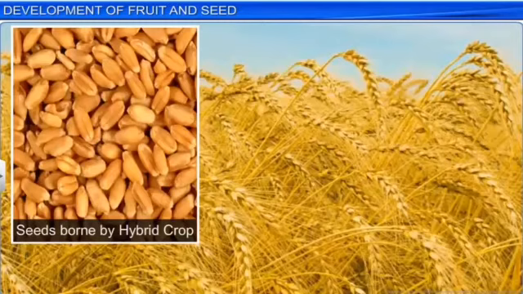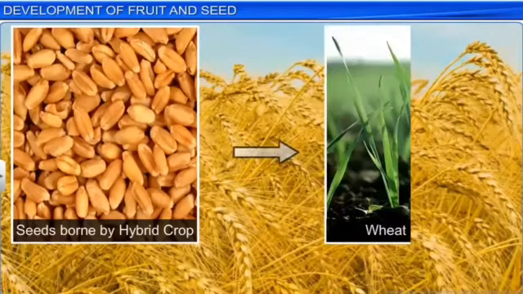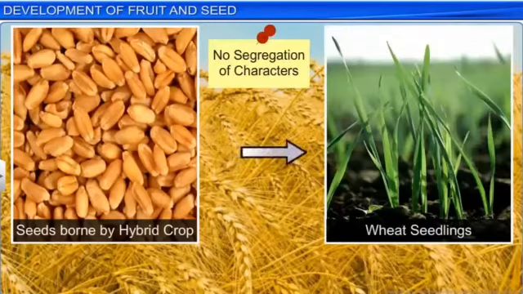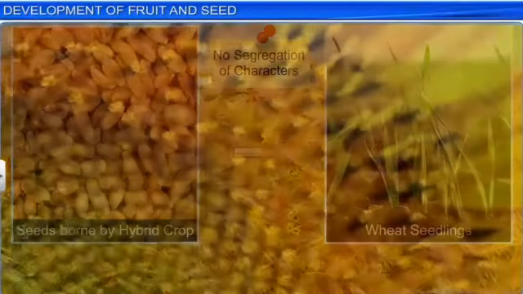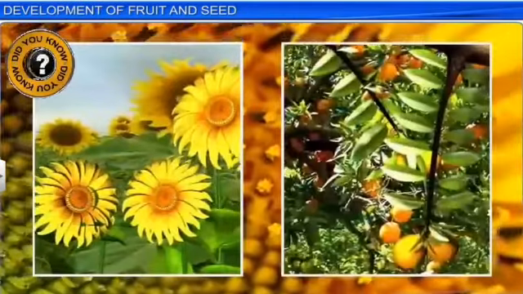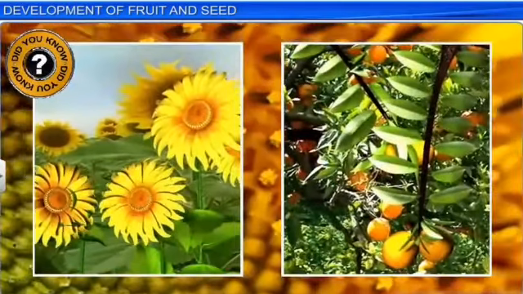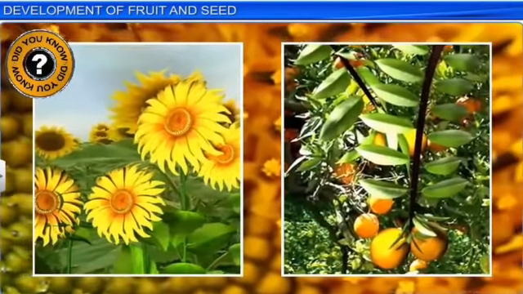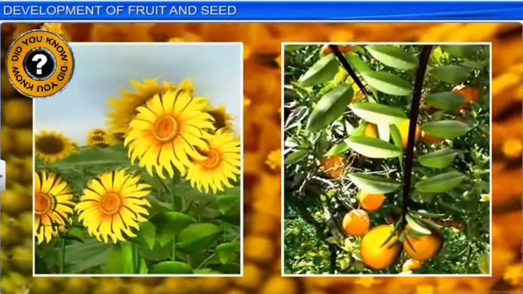So, such hybrid varieties of the several seeds which are found in our fruit and vegetable crops are being extensively cultivated. So, no segregation of the characteristics. Hybrid characteristics are mainly used. The cultivation of such hybrid varieties has tremendously increased the productivity.